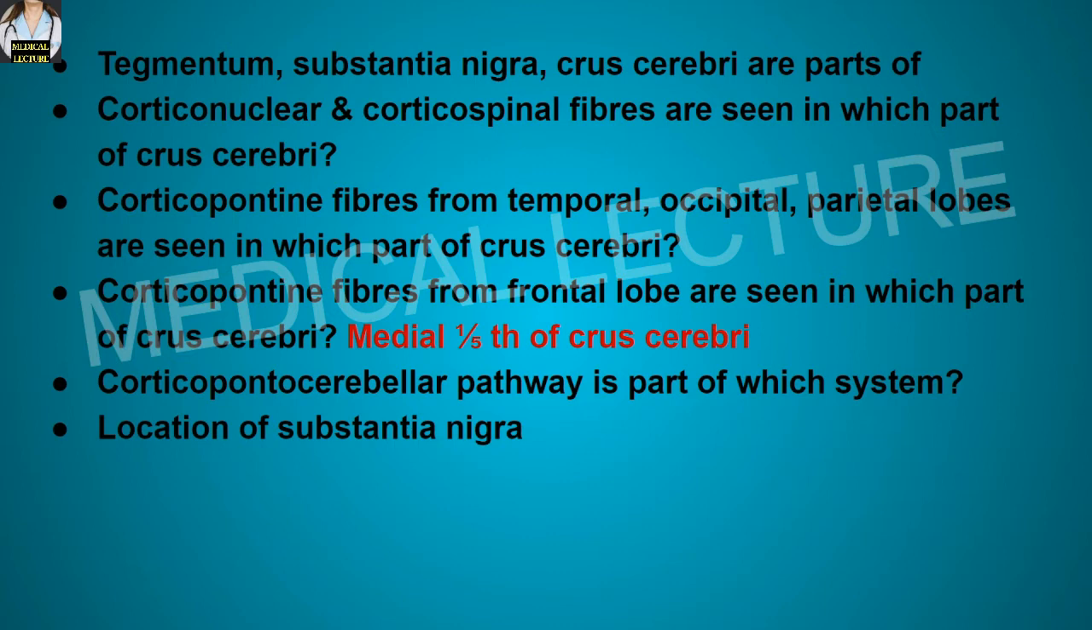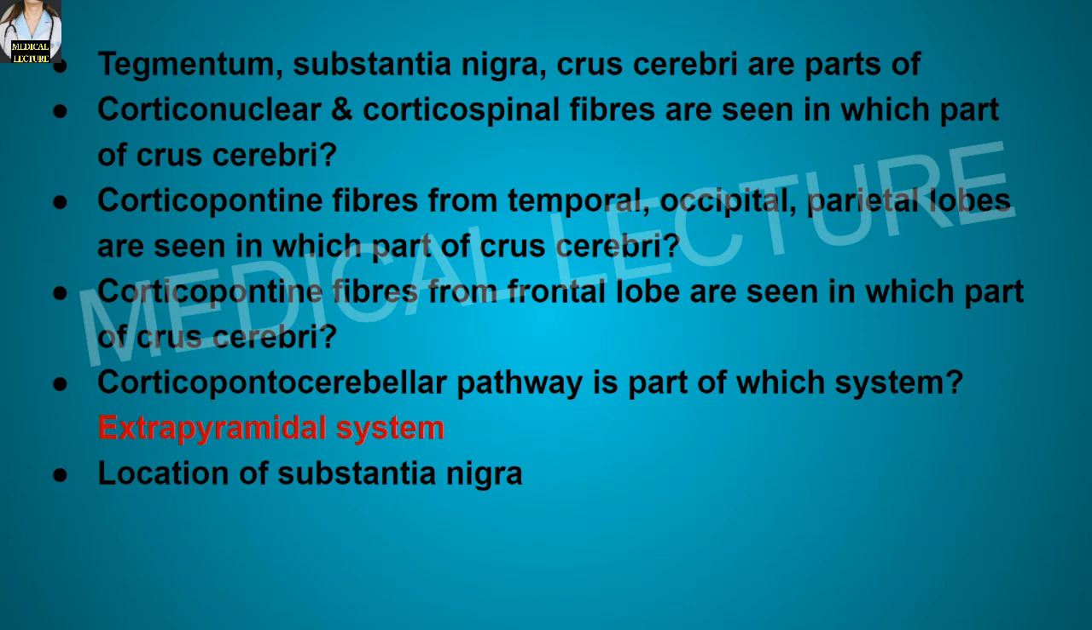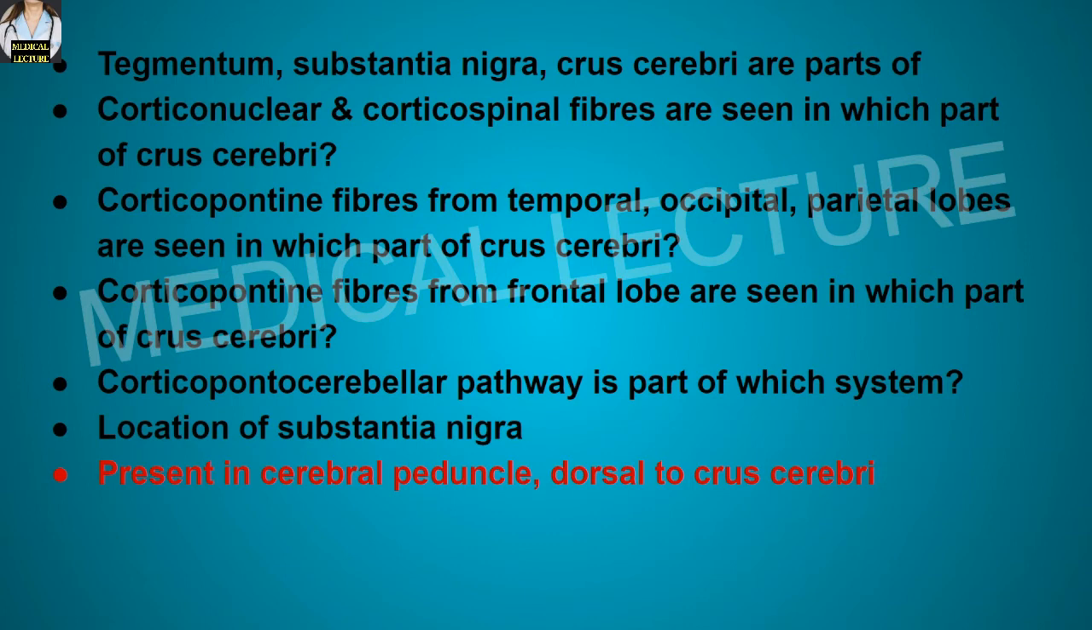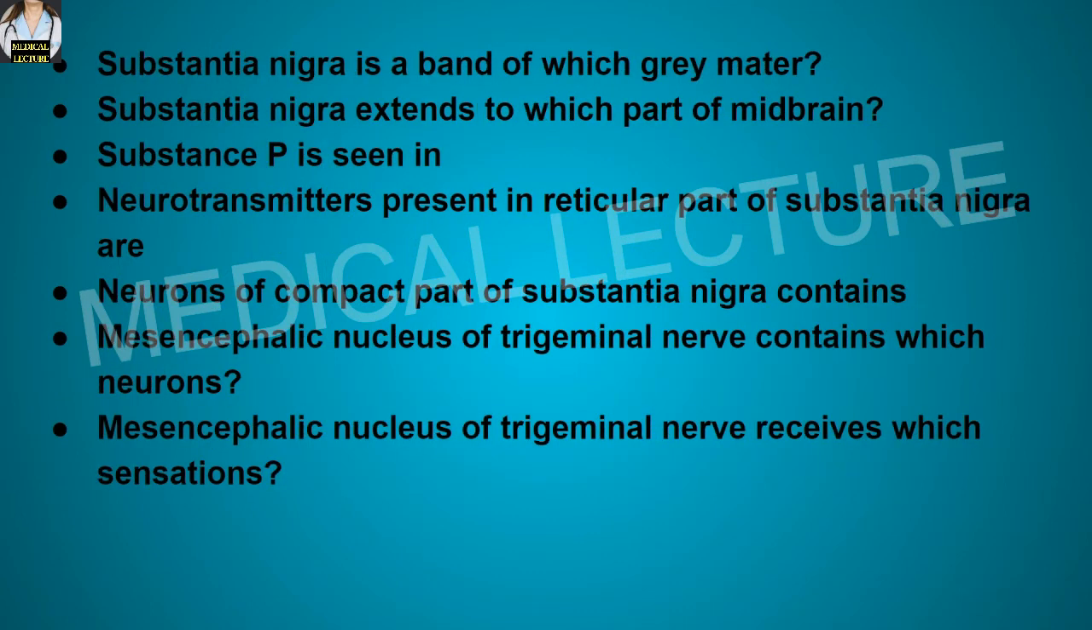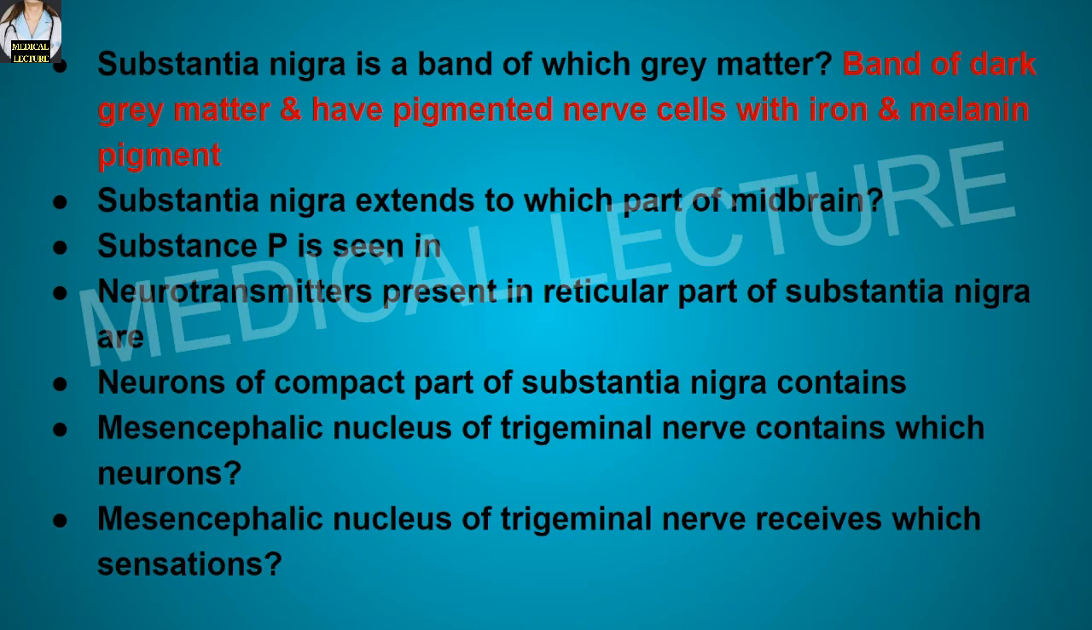Corticopontocerebellar pathway is a part of which system? It is a part of the extrapyramidal system. Location of substantia nigra: it is present in the cerebral peduncle, dorsal to the crus cerebri. Substantia nigra is a band of which gray matter? It is a band of dark gray matter and has pigmented nerve cells with iron and melanin pigment in them.